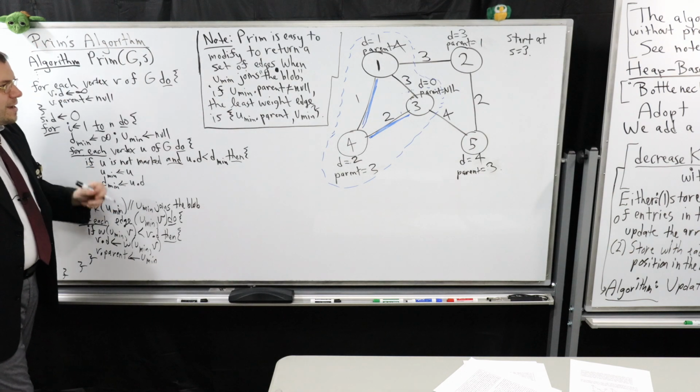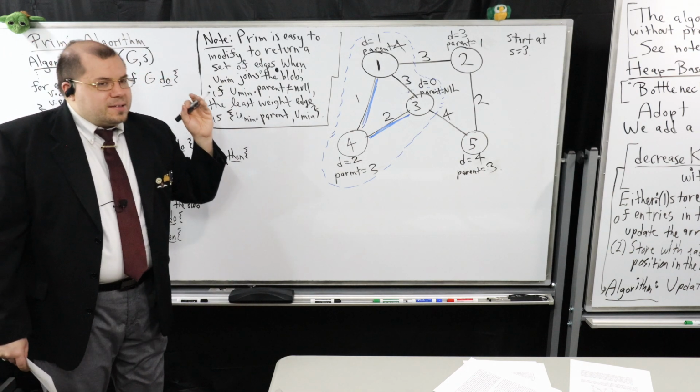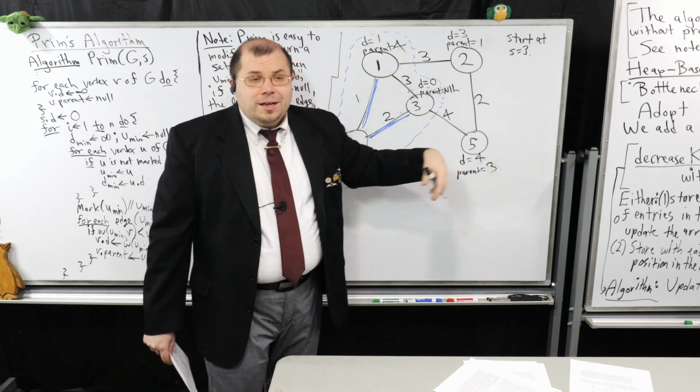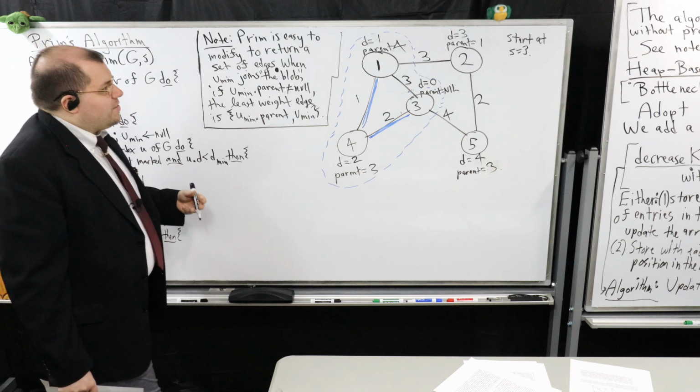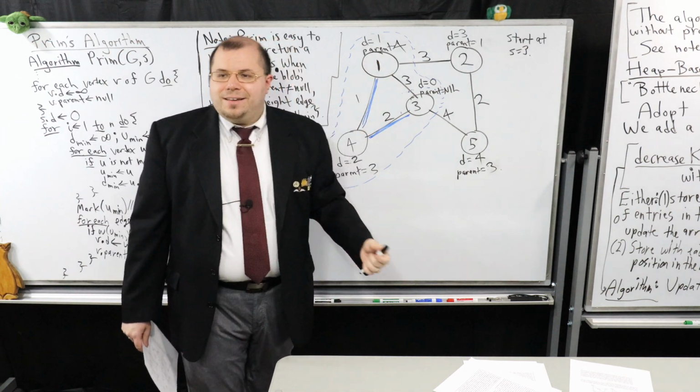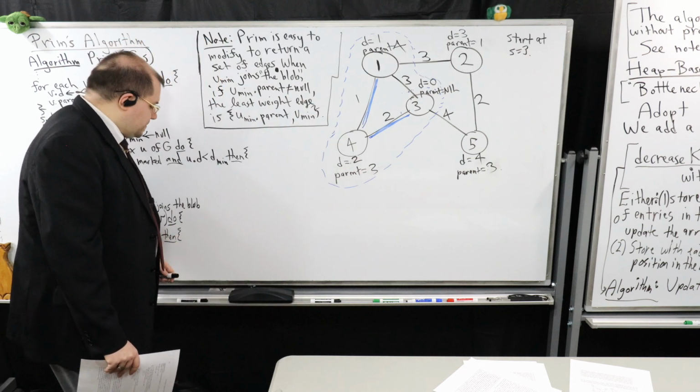So, the key thing I want you to notice is I always select the least weight edge that goes from inside the blob to outside the blob. The other thing is when I do these updates, it's always from the edges that are incident on the vertex I've selected that goes inside the blob.